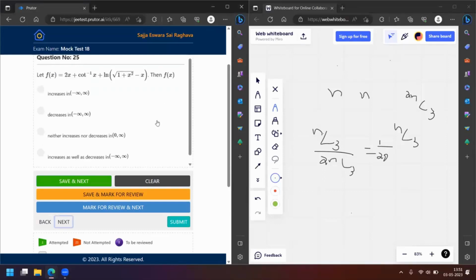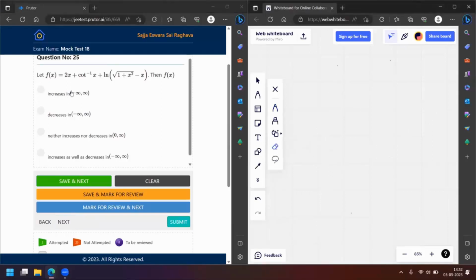So we are given a function and we have to find out the nature of the function, whether it is increasing or decreasing. Let's look at the first part of the function. Since it is asking about increasing and decreasing, we can just check the nature of f dash of x. So if we differentiate, we get f dash of x.